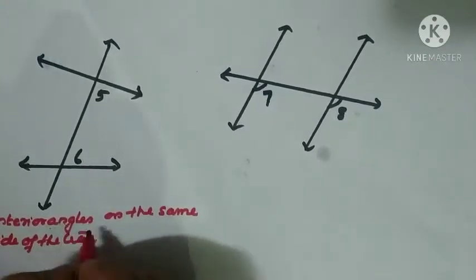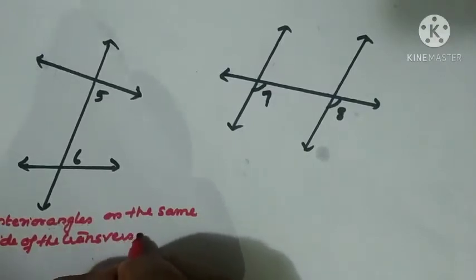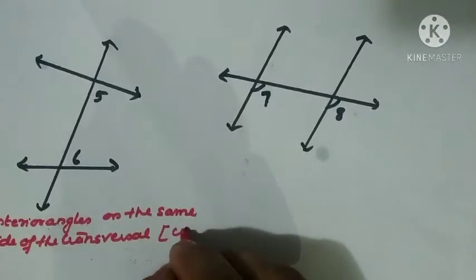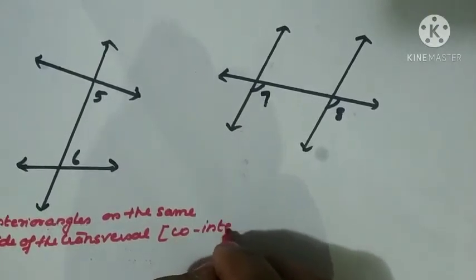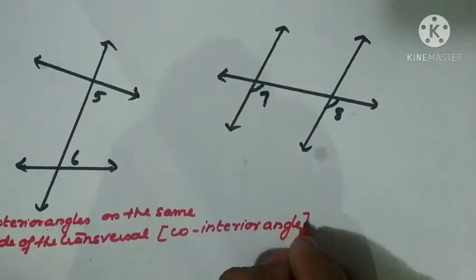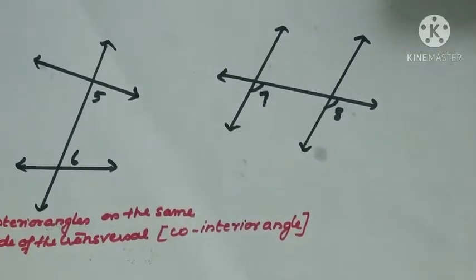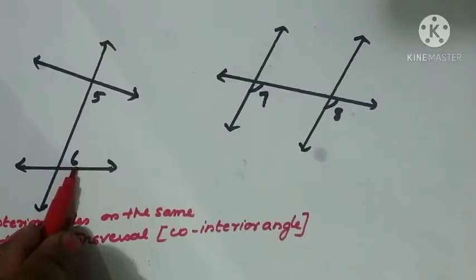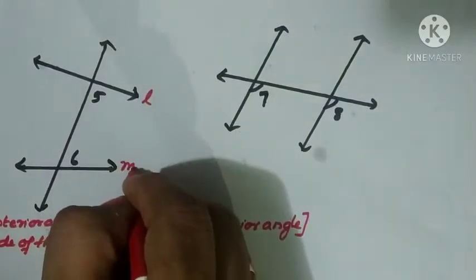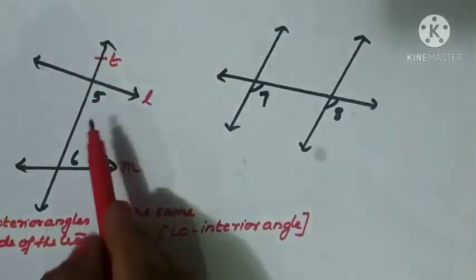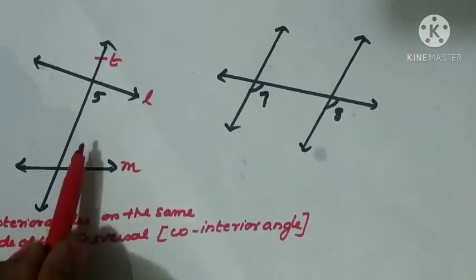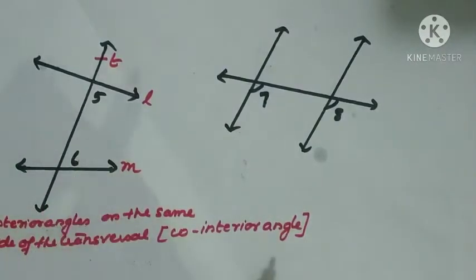One more name I can give you for this is co-interior angles. Co-interior means that these interior angles lie on the same side of the transversal. So 5 and 6 are interior angles only. Why are they interior angles? If L and M are the lines cut by a transversal, 5 and 6 are formed between the lines only. So these are called interior angles, and moreover they are on the same side.